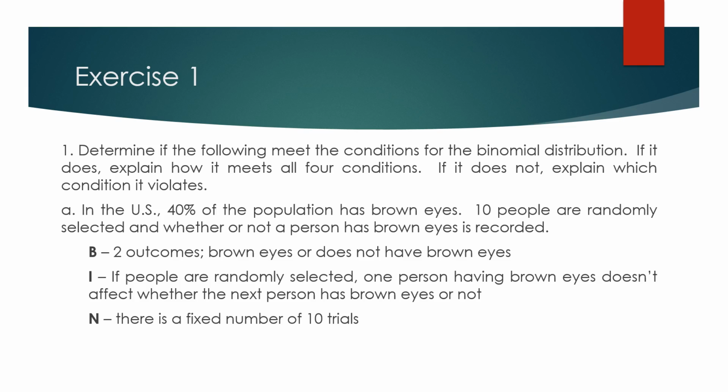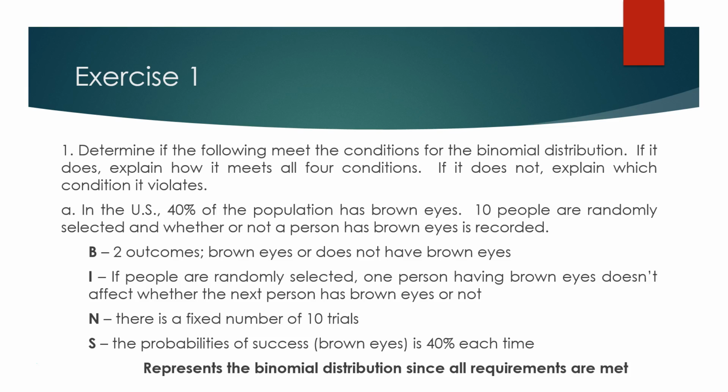So next, there is a fixed number of 10 trials. That's just because it says they're selecting 10 people. And then lastly, the probability of success is 40% each time. Now, this is 40% each time because of the 5% guideline. So if we took one person and whether or not they were eligible to be selected again, there are so many people in the United States that it's not going to matter what happens with the first person, whether we select them or put them back. It's just going to not affect the rest of the population. So this does represent the binomial distribution because all of the requirements are met.